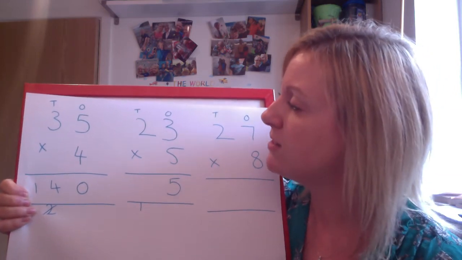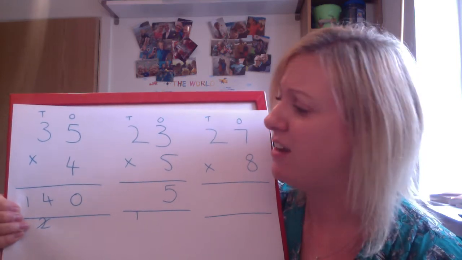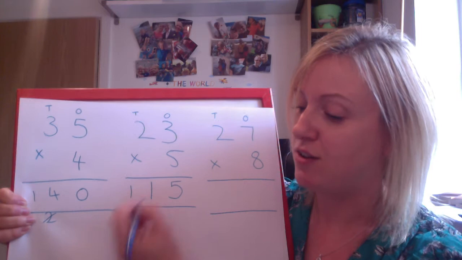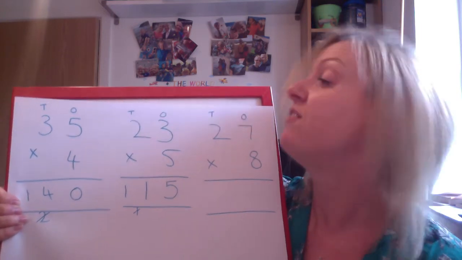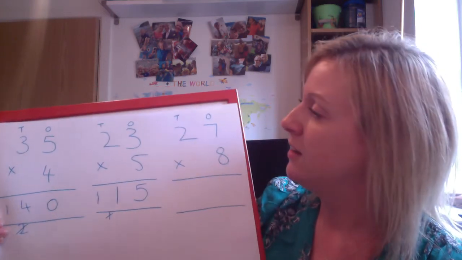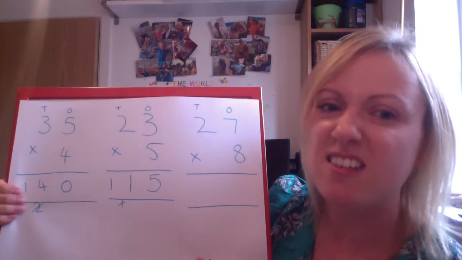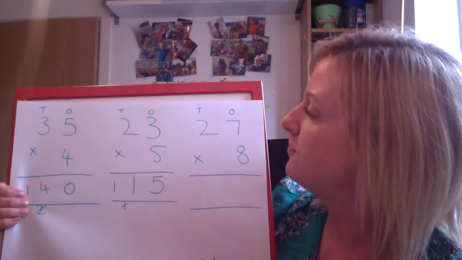My next one says 2 times 5. We definitely know 2 times 5, don't we? 2 times 5 is 10. Add my 1 at the bottom gives me 11. So my answer is 115. Right, 23 times 5 is 115. That sounds like a fairly reasonable answer to me as well.